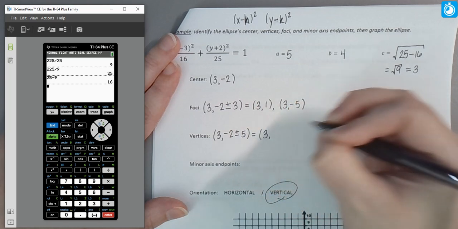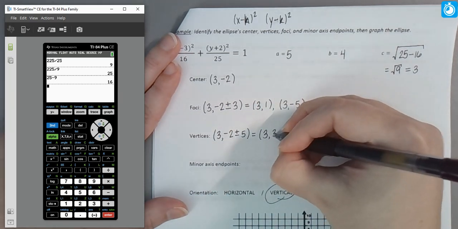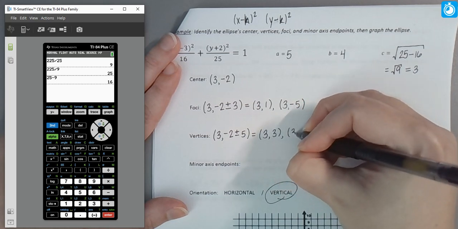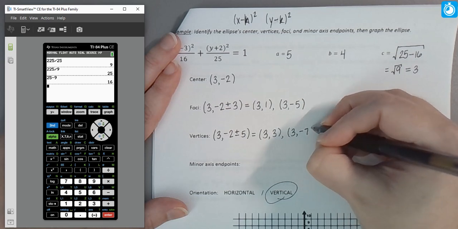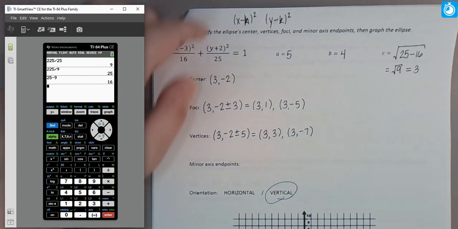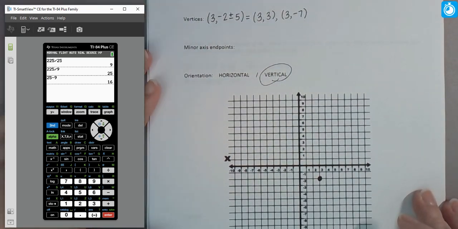So that 3 is held constant. -2 plus 5 is going to give us 3. And then -2 minus 5 is going to give us -7. And so those are going to be the coordinates of our vertices, the endpoints of that major axis. So let me put those on there.